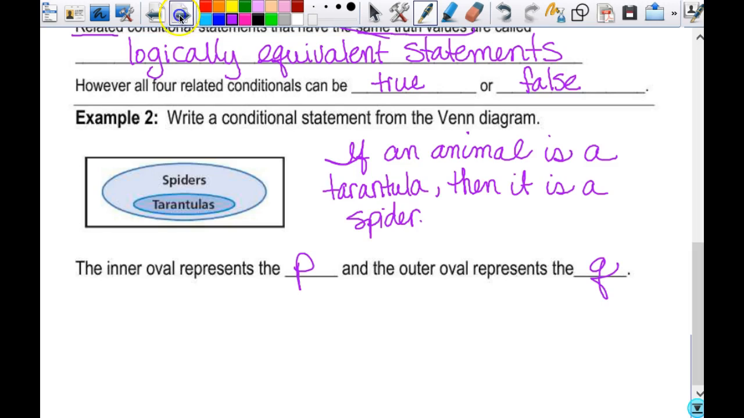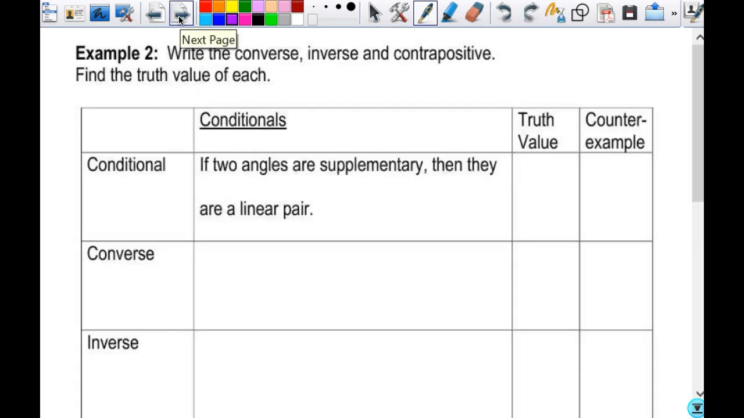All right, next page. So this says, write the converse, inverse, and contrapositive, and we're going to find the truth value of each one. So if two angles are supplementary, then they are a linear pair. Is that true or false? If two angles are supplementary, then they are a linear pair. What do you think? Okay, those of you that are saying false, you got a counterexample for me? I mean, you gotta have some reason you're saying false, right?